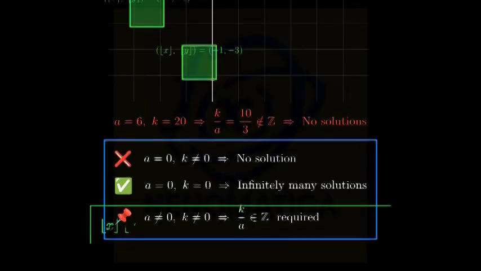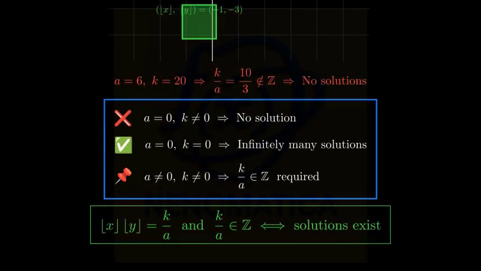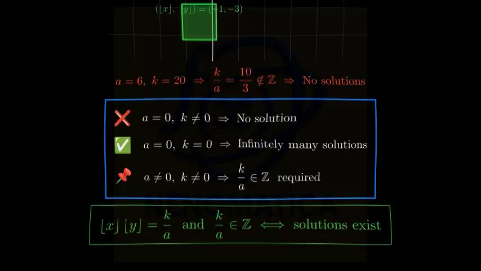Final takeaway. Reduce to floor of x times floor of y equals k over a. If and only if k over a is an integer, solutions exist corresponding to all integer factor pairs of that integer, each giving a rectangle of solutions where floor of x and floor of y are fixed.